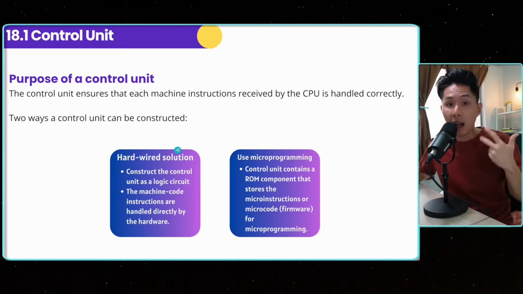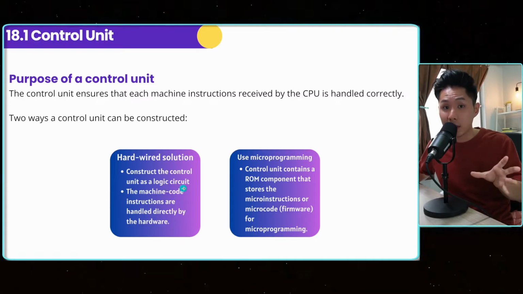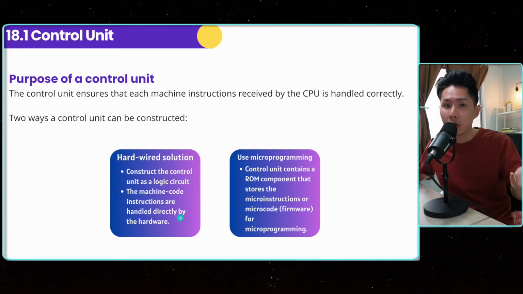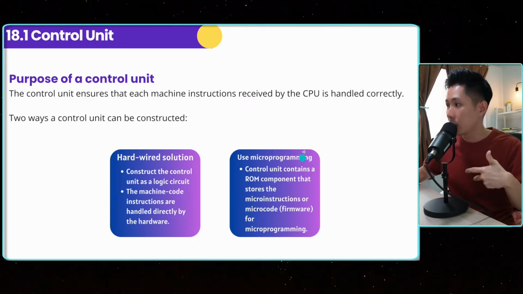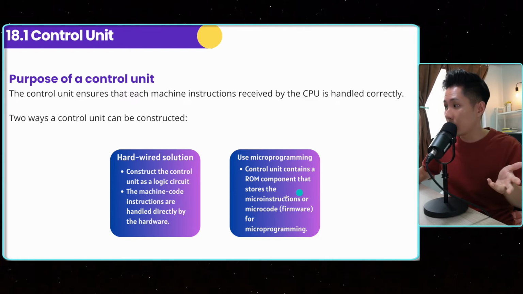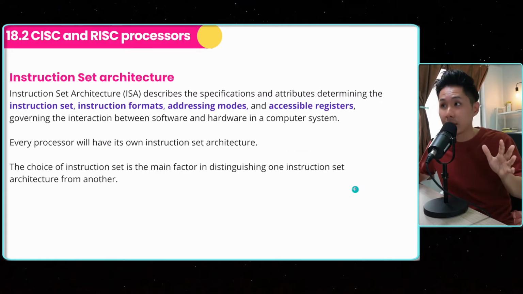So the first one is the hardwired solution. Construct the control unit as a logic circuit, and the machine code instructions are handled directly by the hardware, by all the logic gates. Another way to do it is to use microprogramming. So the control unit contains a ROM component that stores the microinstructions or microcode for microprogramming. So these are the two approaches that a control unit can handle signals.